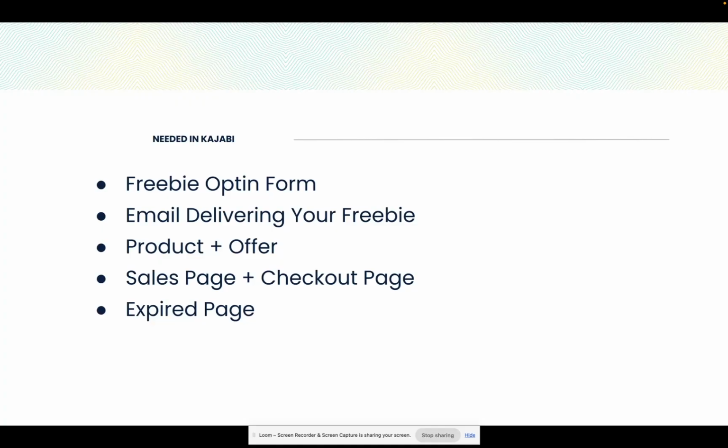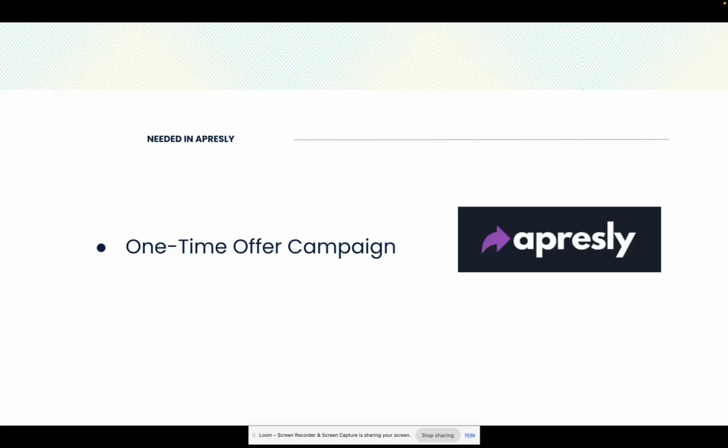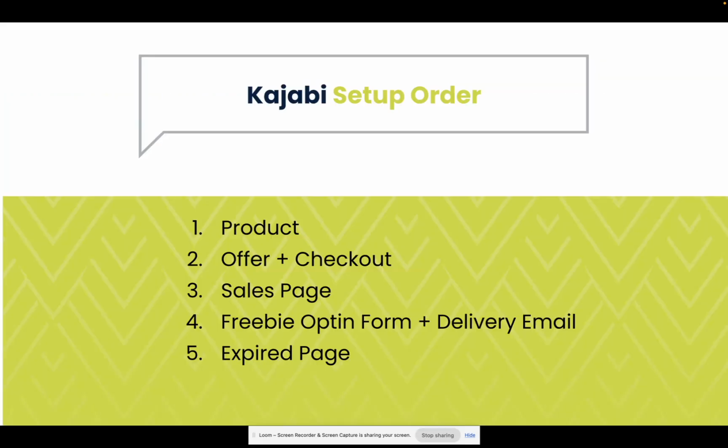And then we need a sales page that links to the checkout page where you're selling the offer that has the product inside. And then we also need to create an expired page that people see after their timer has run out. In Apresly, you'll need a one-time offer campaign. They have many different campaign types, but for this setup, we need a one-time offer campaign. So now I'll walk you through the setup.